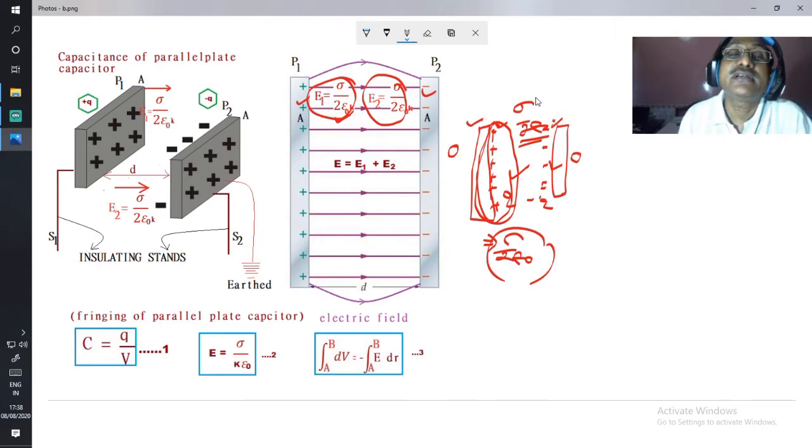That is why the electric field is being taken here as sigma upon 2 epsilon naught, and this is not due to the electric field of the charges existing on the two surfaces. This is due to the charge which is existing on only the inner surfaces of the plates.